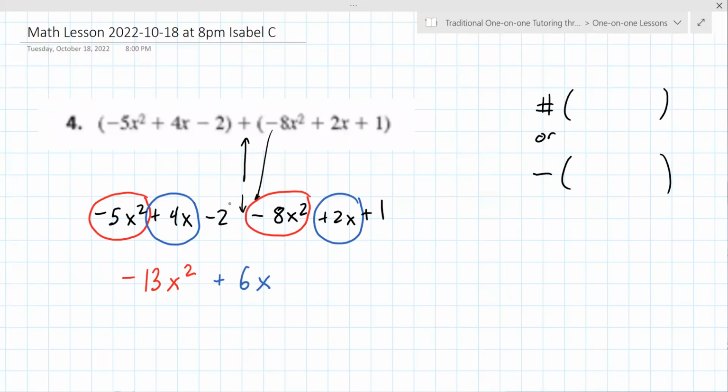And then the last one here, you get minus 2 and plus 1. Again, the reason I grabbed the operator is that you should end up circling or combining everything. Minus 2 plus 1 is minus 1.